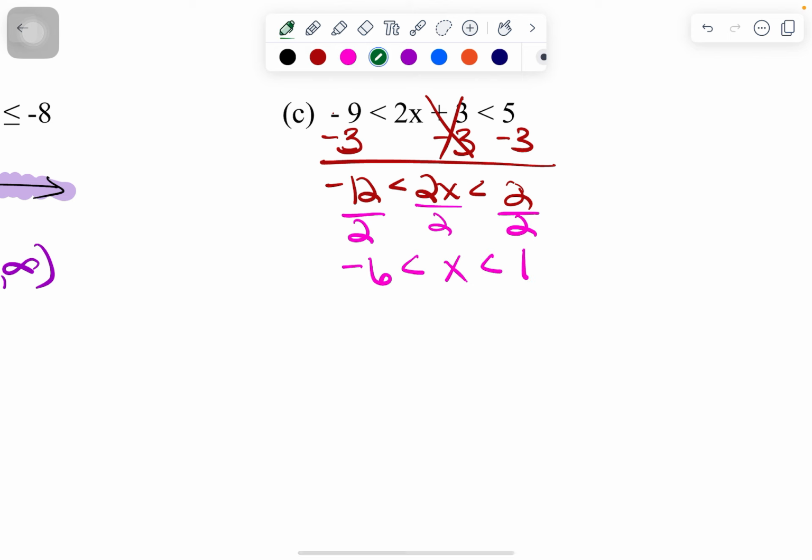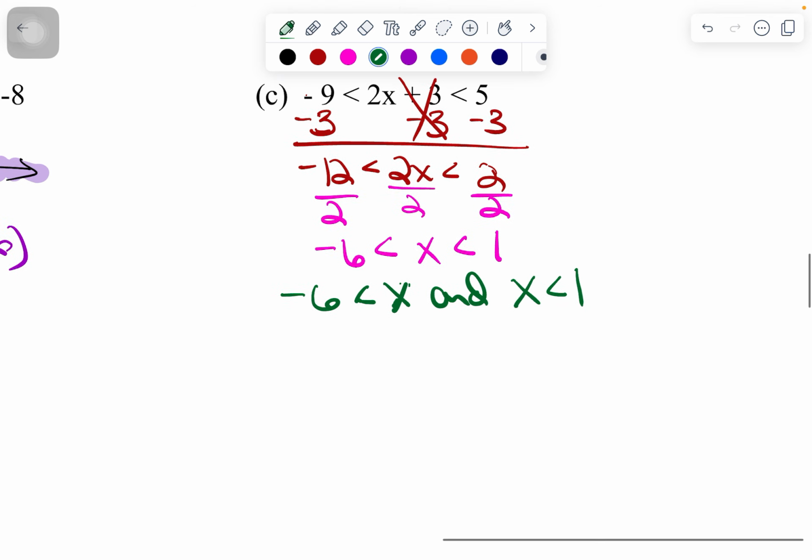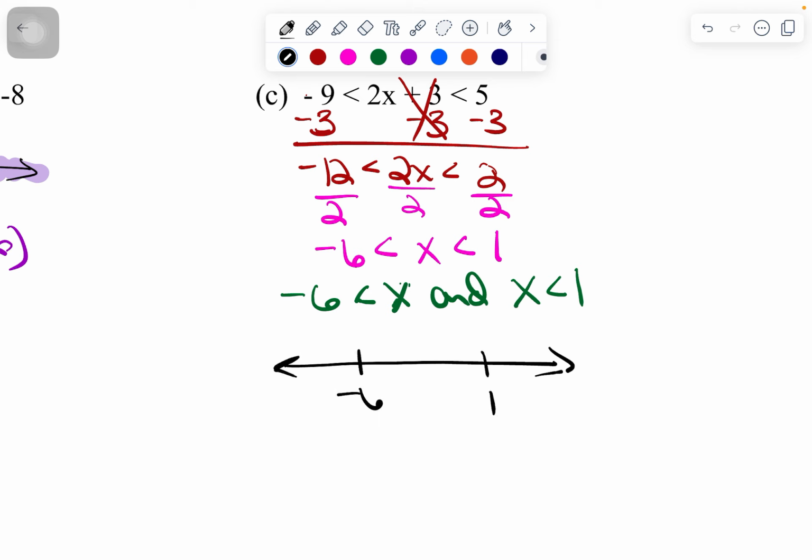All right, so this would be -6 is less than x, and x is less than 1. My Apple Pencil's glitching out a little bit, so my apologies on that. All right, so now that I got it split up, I can graph it. All right, so -6, +1. On the number line, I want -6 to be less than x, which means that x is greater than -6.